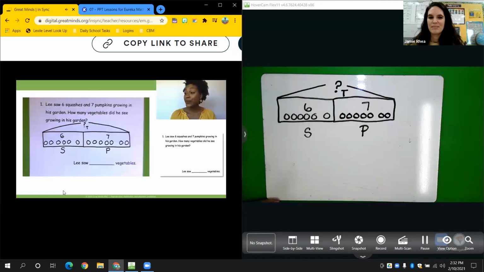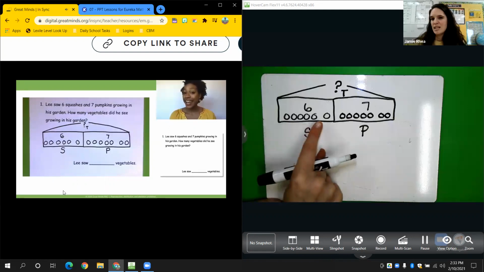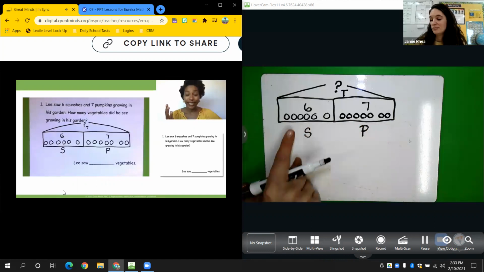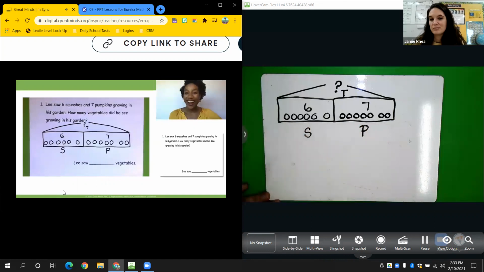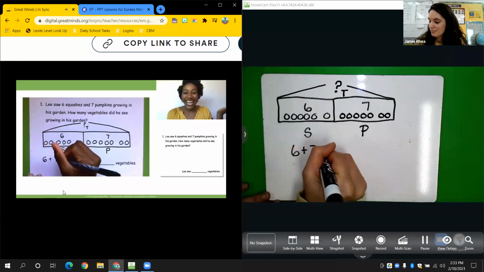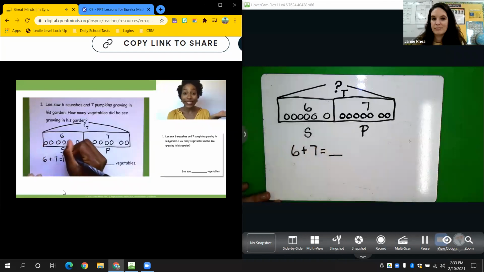Like this. Lee had 6 squashes and 7 pumpkins growing in his garden. I can see that in my tape diagram. Now, we want to know how many vegetables are growing in his garden. The total would be the squashes and the pumpkins together. Also help us write our number sentences. Well, I know both parts are shown, so I can write 6 plus 7 equals blank. That question mark shows me I don't know what the total is yet.